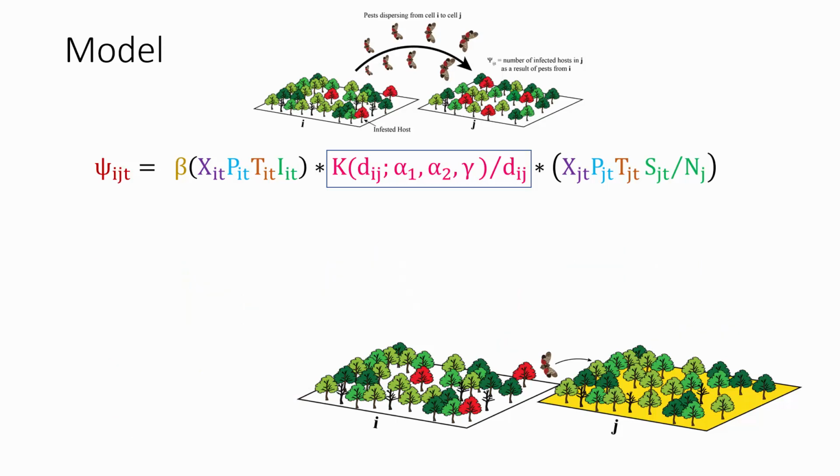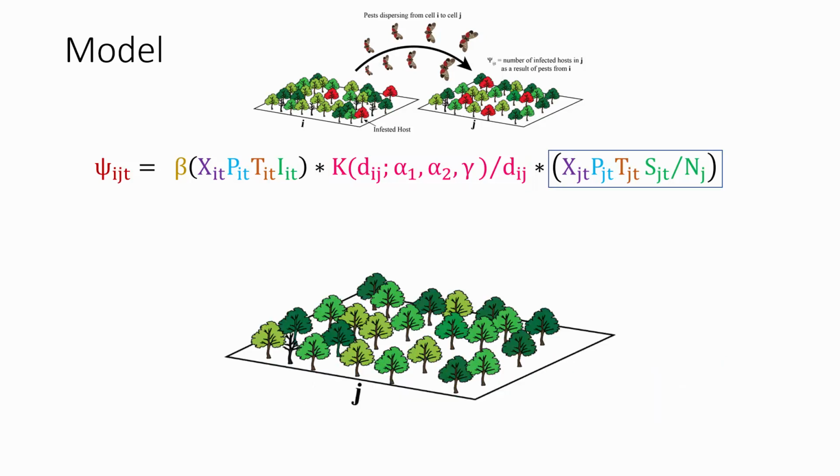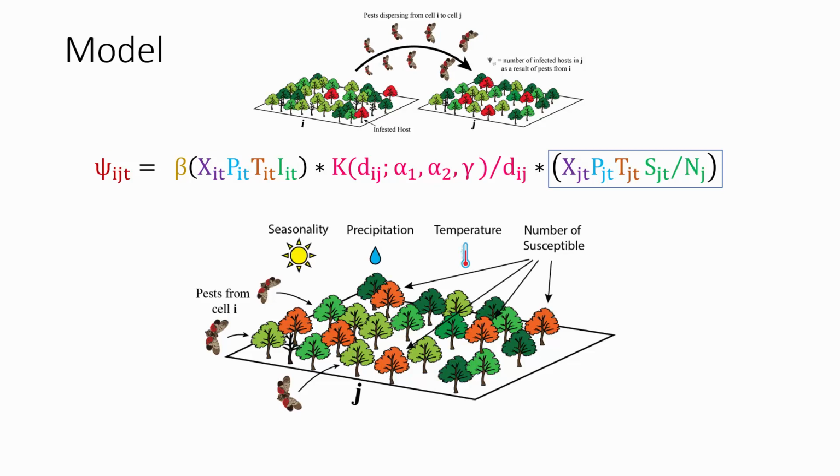Here I'm going to focus on those pests that go from I to J and zoom in to the process of susceptible hosts becoming infected. So we have pests that arrive from cell I to cell J. Their survival in the cell depends on environmental conditions and the ease of finding susceptible hosts. If they are successful in finding susceptible hosts, those hosts are now infested. And the number of infested hosts, like I mentioned before, is psi.